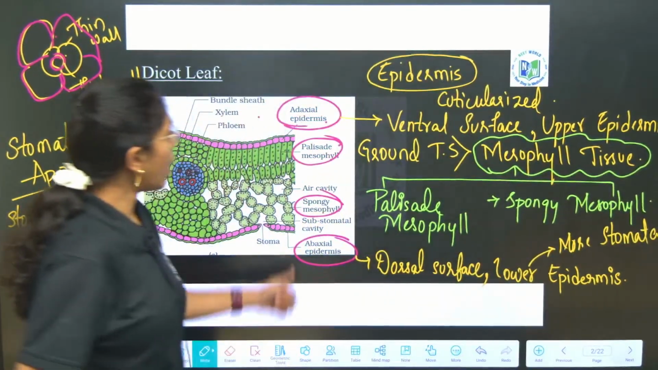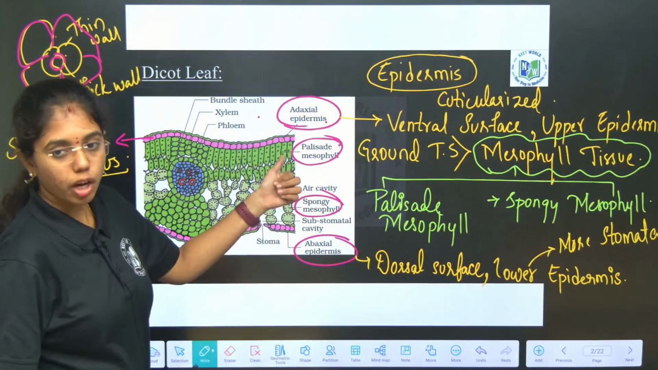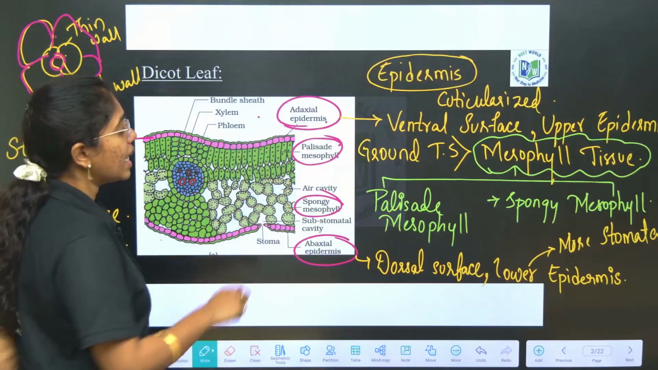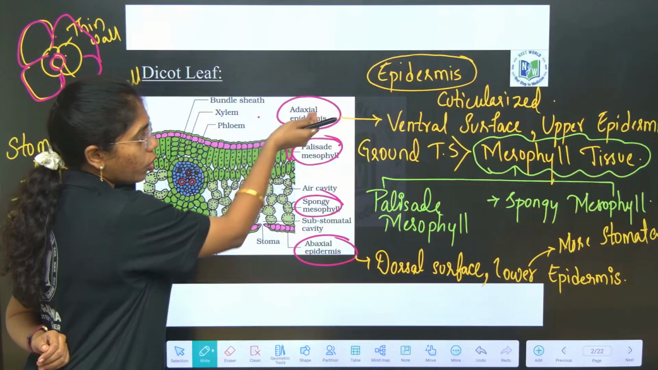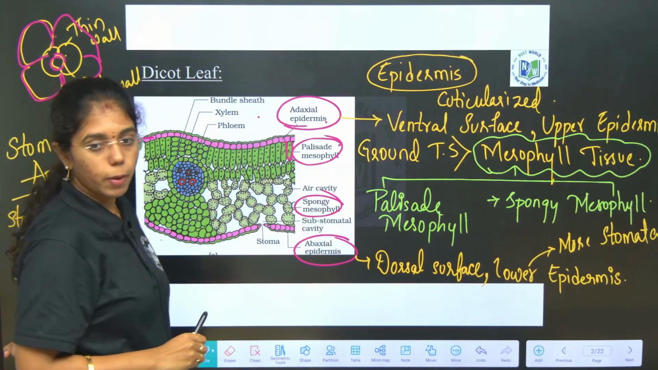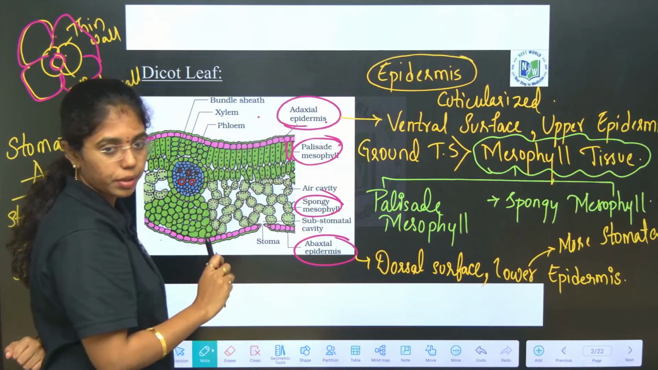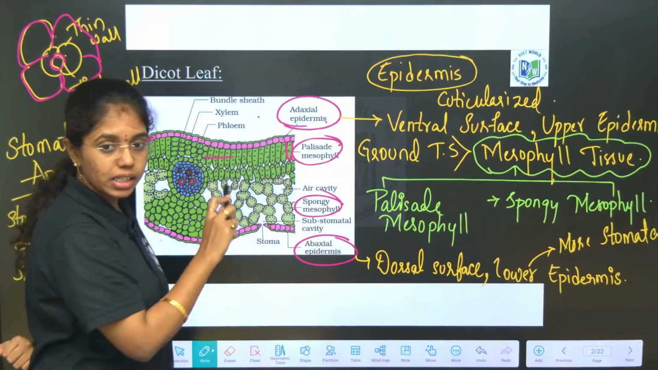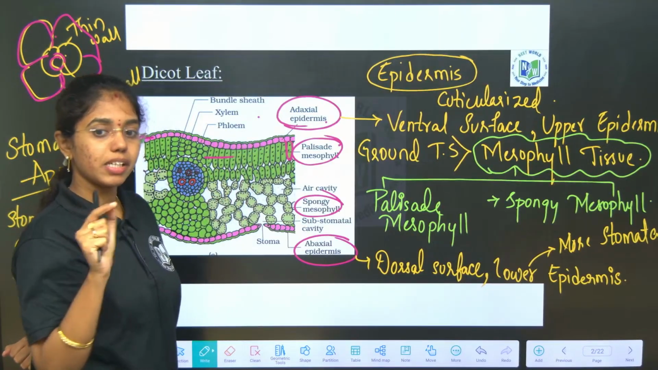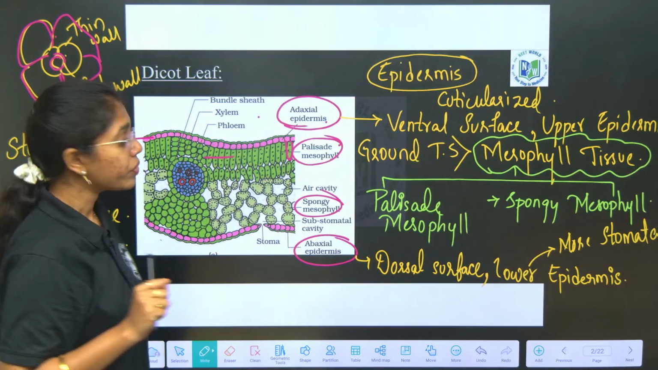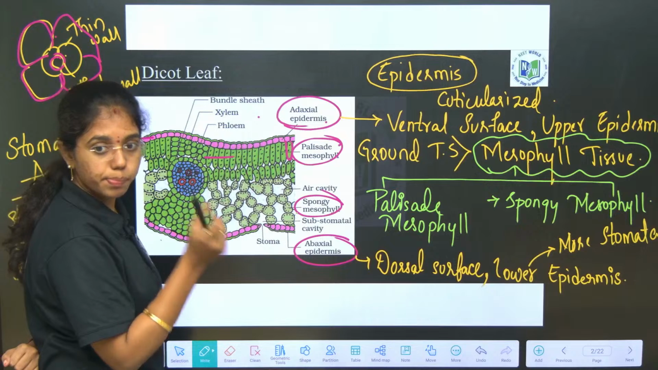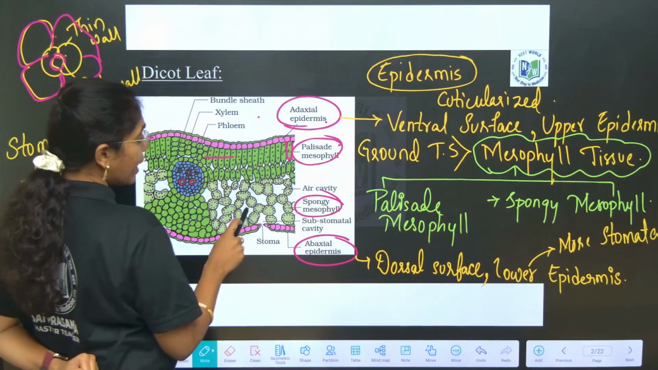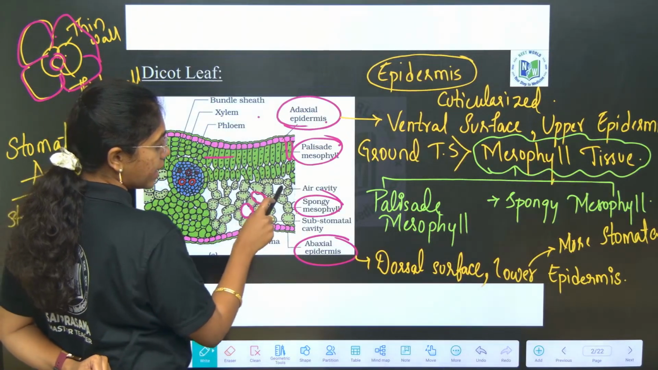So here you see, palisade mesophyll cells or palisade mesophyll tissue is arranged vertically below what? Adaxial epidermis. This is perpendicular to adaxial epidermis. These are parallelly arranged. There are fewer intercellular spaces in palisade parenchyma. When you observe spongy parenchyma, they are loosely arranged as spongy tissue, and they have air spaces inside them.